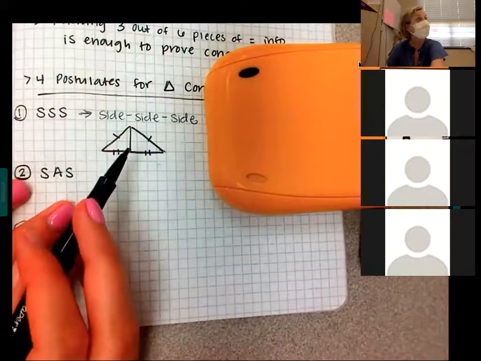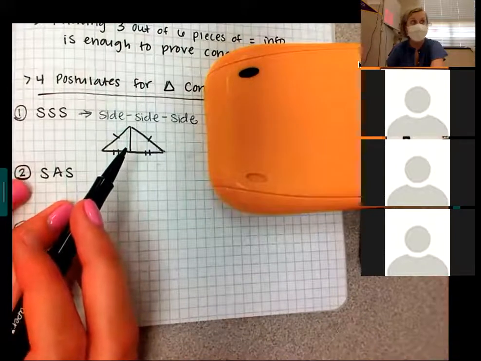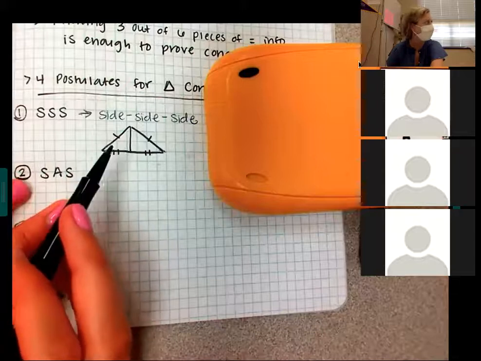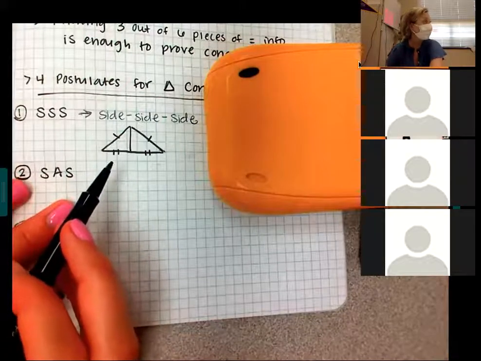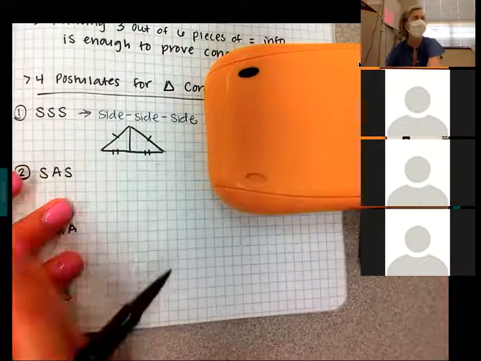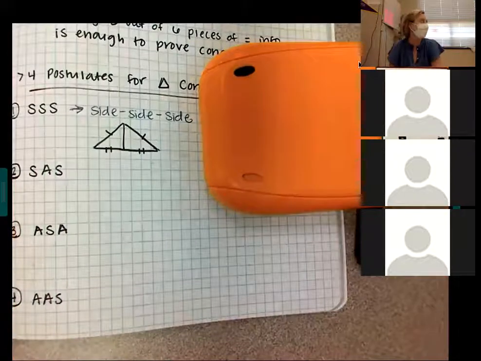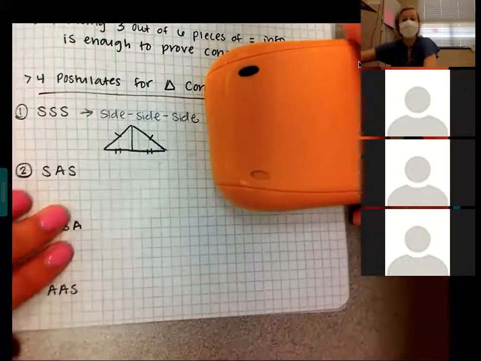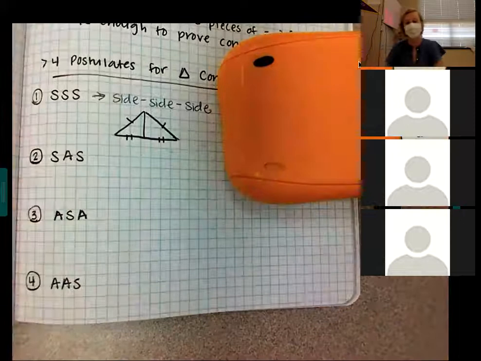The middle is the same for both triangles. But I don't need to mark it equal. It's the same line for each one, right? If you see something like that, that's not assuming. You know it's going to be the same for both, okay? So that is also side, side, side congruence. Does that make sense?